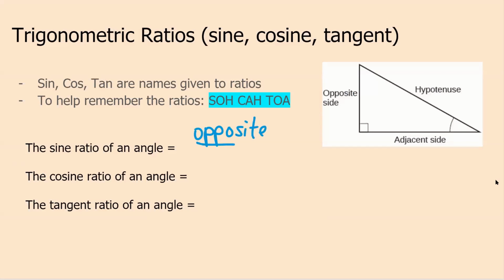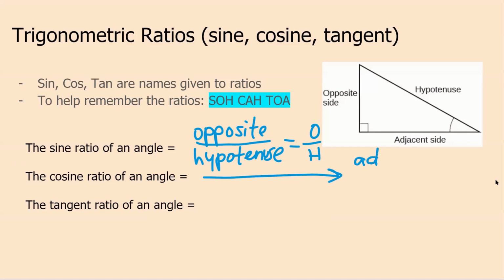Opposite over hypotenuse. It's often written as O over H for short. And the cosine ratio of the angle is adjacent over hypotenuse. I'm going to run out of space, so I'll just move it over a bit. Adjacent over hypotenuse. This is also written as A over H for short.